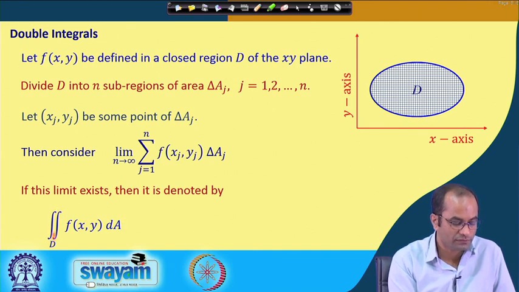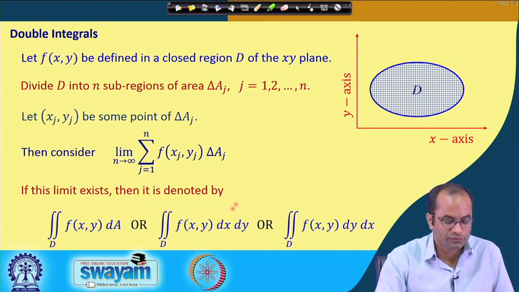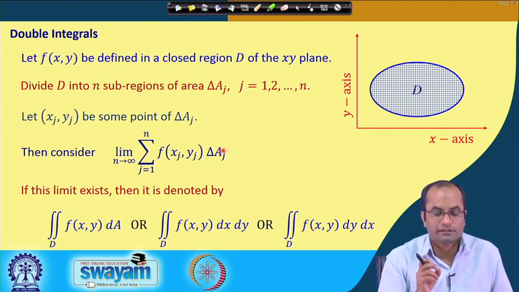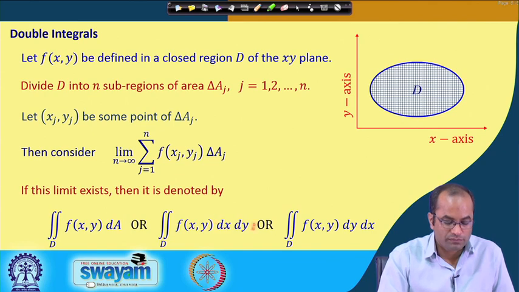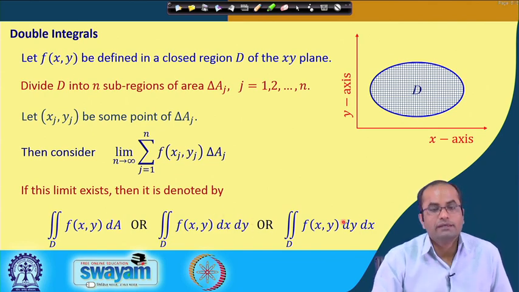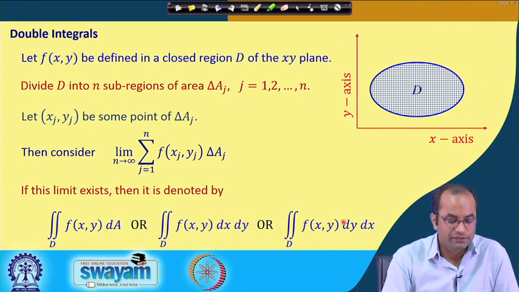So, the double integral over D of f(x, y) dA, or sometimes we also use the notation instead of dA, which represents the area of this infinitesimal subregion. We can also denote it by dx dy or dy dx. So, that is the definition here.